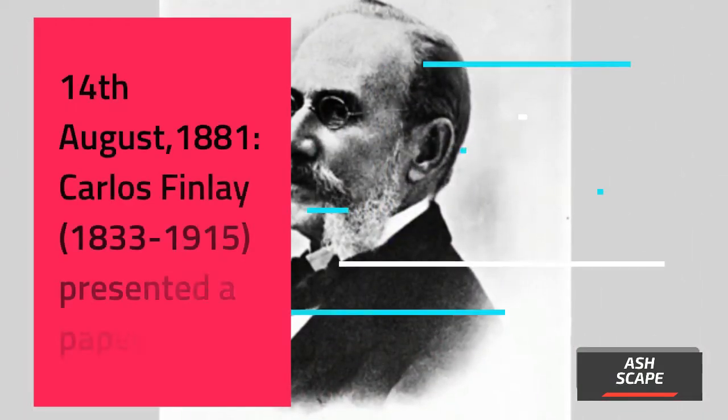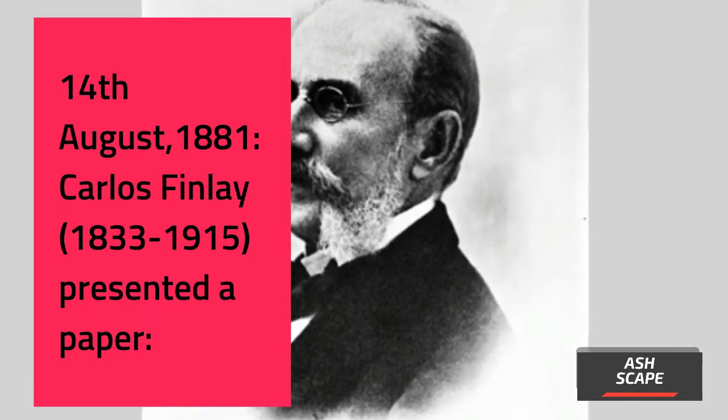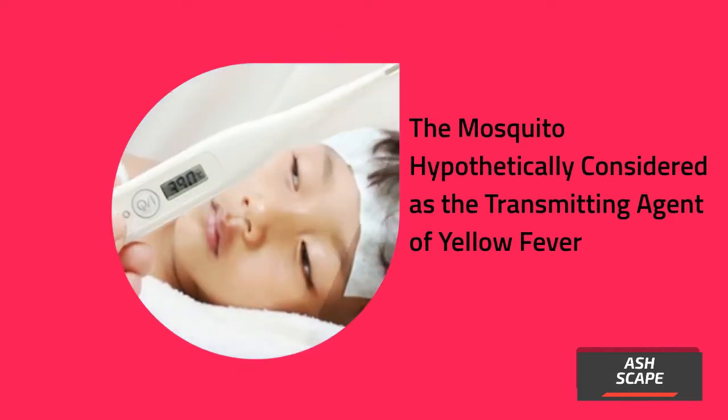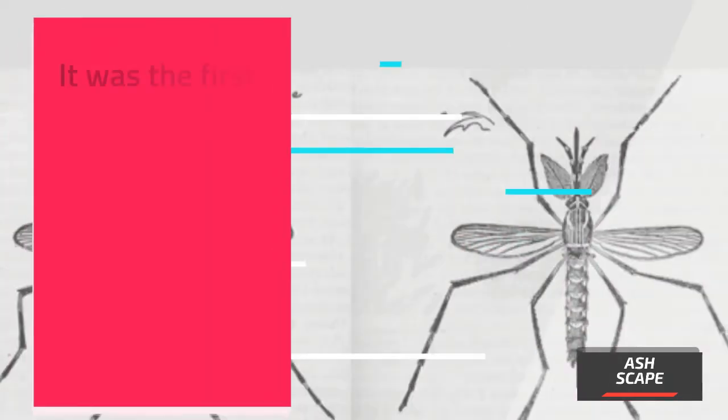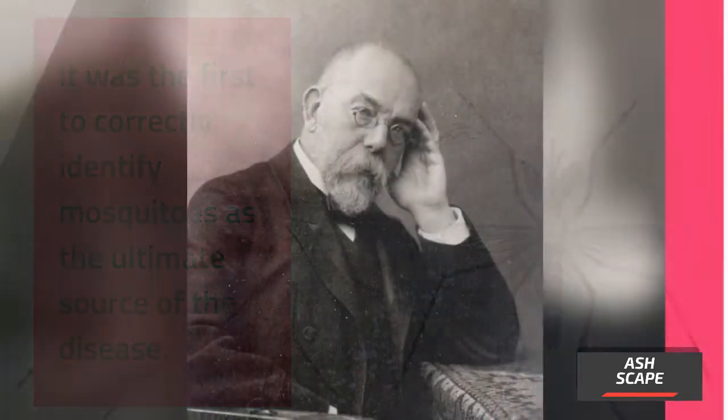14th August, 1881, Carlos Finlay, 1833–1915, presented a paper. The mosquito hypothetically considered as the transmitting agent of yellow fever. It was the first to correctly identify mosquitoes as the ultimate source of the disease.